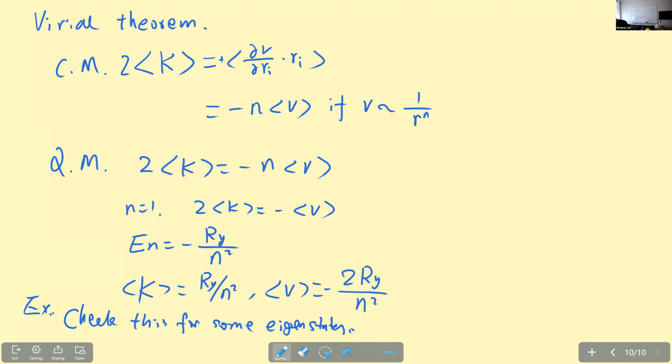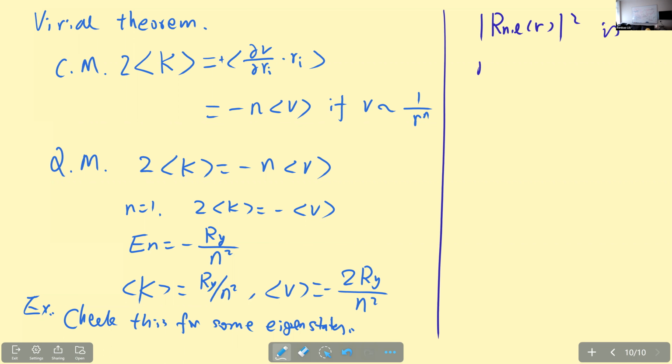And then there's another misconception. This R_nl modulus squared is not the probability density of finding this particle between r and r plus dr. Okay. It's not.